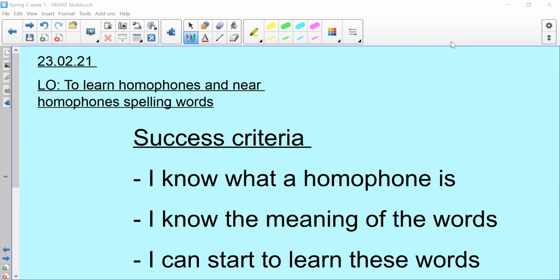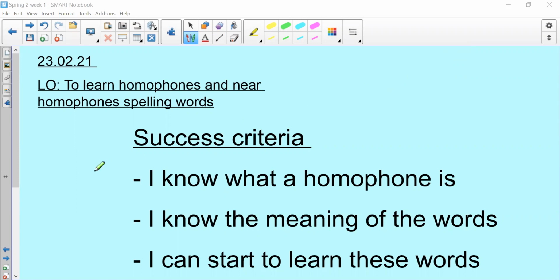So the date is the 23rd of the 2nd, 2021, and our learning objective, which is the same as yesterday's, is to learn homophones and near homophone spelling words. And today we will be learning the rest of our spelling words for the week and getting to know their meaning, because there is no point in learning spellings if we don't know how to use them in language or how to use them in our writing.